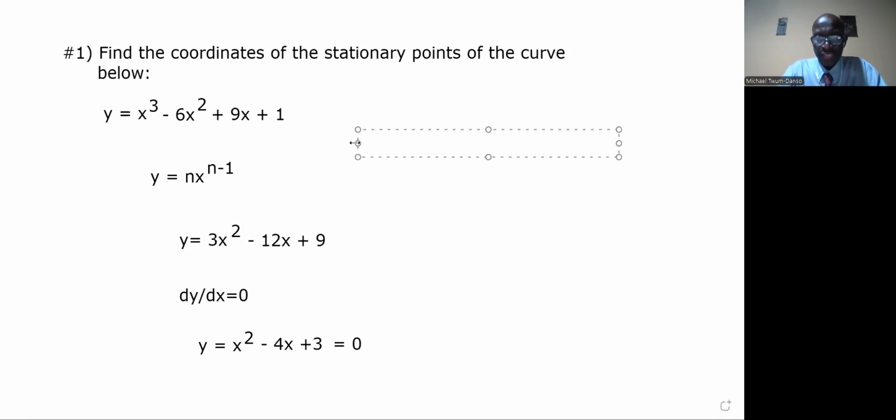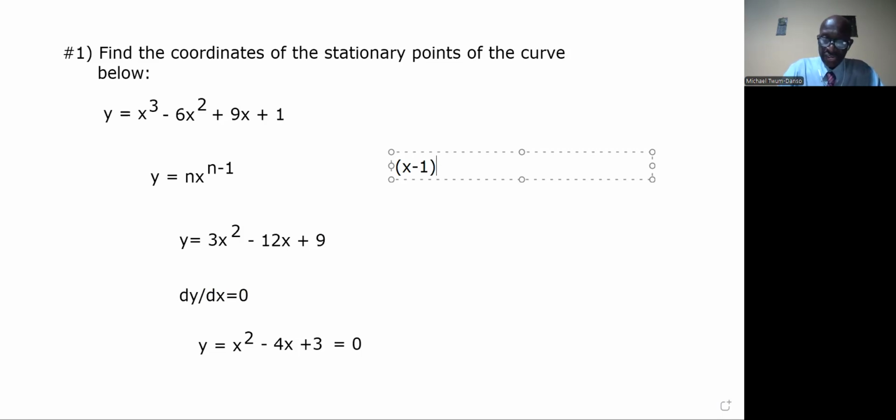To find the factors, you multiply the coefficient of x squared by the constant 3, which gives us 3, and you find the factors of 3. Factors of 3 are 1 and 3 and negative 1 and negative 3. And when you add that, you get the middle coefficient, negative 4. So negative 1 and negative 3 are the best choices. So when we put that in parentheses, x minus 1 and x minus 3, it will give us the factors of x squared minus 4x plus 3.